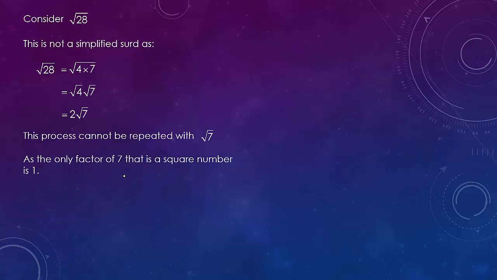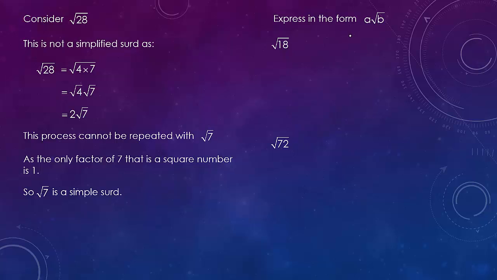So the only factor of 7 that's a square number is 1, and I already said that we don't use that because it doesn't help. So root 7 is a simple surd. And the simplest way of writing root 28 is 2 root 7.